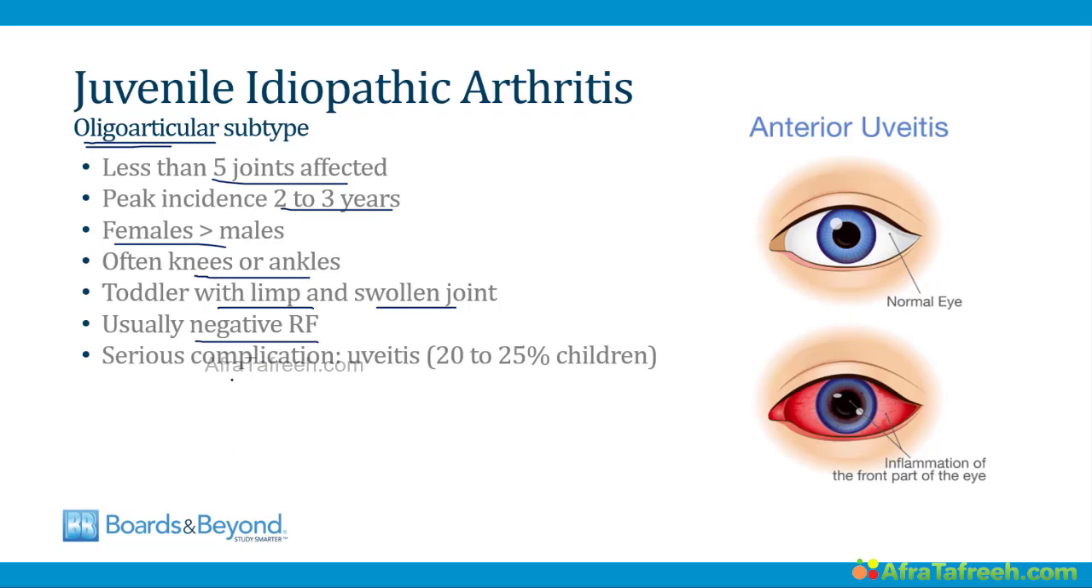One special thing to know about this subtype is that it does carry a risk of a serious complication, which is uveitis. This is inflammation of the uveal layer of the eye, and this occurs in up to 25% of children with the oligoarticular subtype in some series.